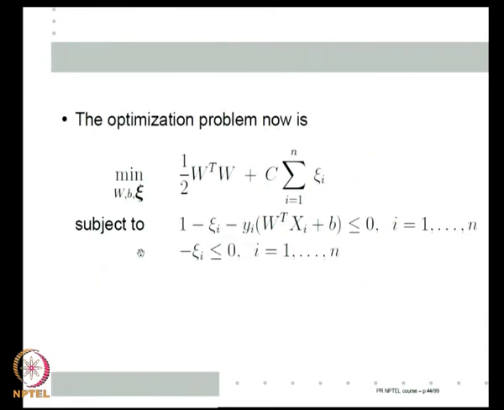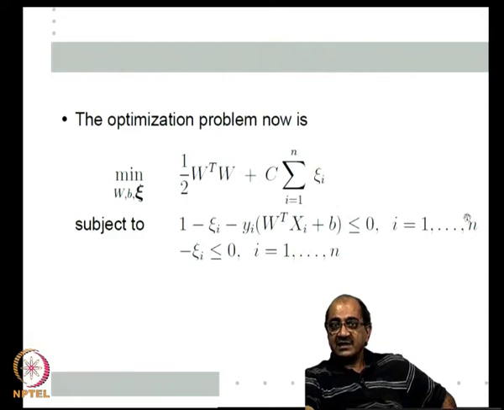Now, what is my Lagrangian? Once again, my Lagrangian will be a function of the optimization variables W, b, ξi, and there will be one Lagrange multiplier per constraint. So, there will be n Lagrange multipliers for these n constraints, call them mu 1 to mu n, and there will be another n Lagrange multipliers for these n constraints, call them lambda 1 to lambda n. Then my Lagrangian will be a function of W, b, all the ξi's, and then the mu i's and lambda i's. The Lagrangian will be my cost function plus sum over mu i into this constraint plus sum over lambda i into this constraint.